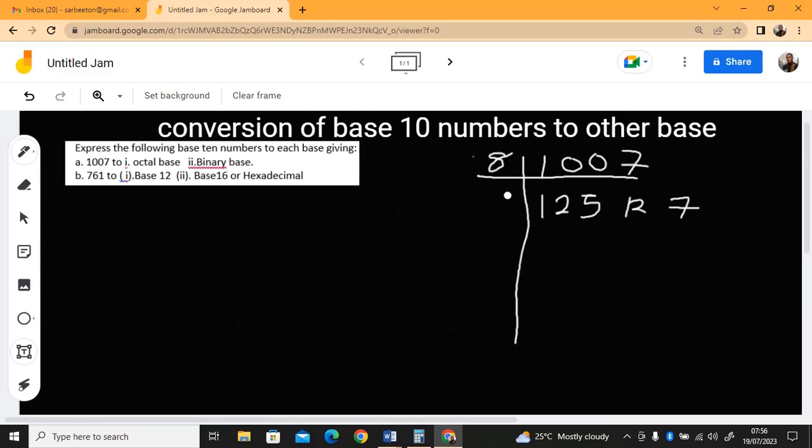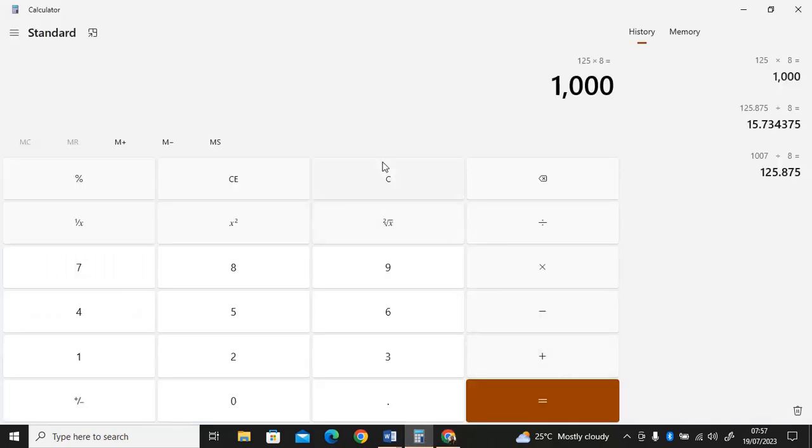You use 8 again to divide the 125, the same thing you did for the first one. So 125 divided by 8, what do I get? I get 15, so just ignore this decimal point. Multiply 15 times 8 to know what is remaining. I get 120. It means out of 125, 15 times 8 gave me 120. So the remainder is 5. My answer is 15 remainder 5.